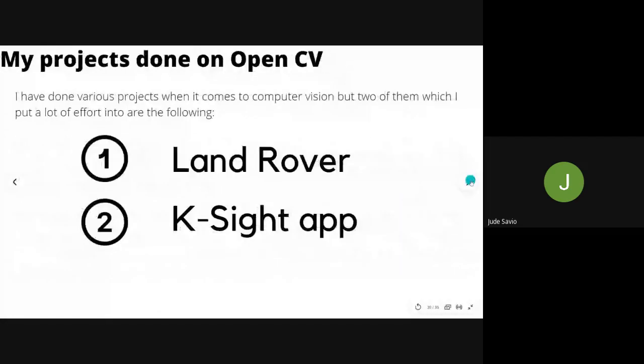So before moving on, I'll just explain my projects I've done on OpenCV. OpenCV, as in the computer vision projects, and I've done various projects during my free time, and while I was in college as well. Two of them being what we called military-based tactical Land Rover, and the K-Site app, which you will see a demo of in the coming slides.